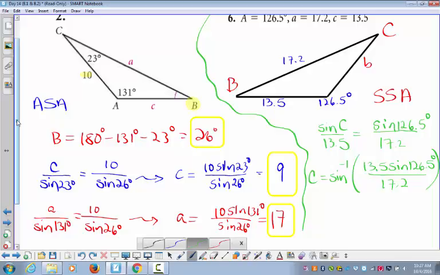Now, just for the sake of argument, if the obtuse angle was unknown, would inverse sine be able to find an obtuse angle? No. Because inverse sine only can give an angle between minus 90 degrees and positive 90 degrees. So if we're dealing with a triangle, inverse sine is giving us an angle between 0 and 90. So inverse sine can't find an obtuse angle.